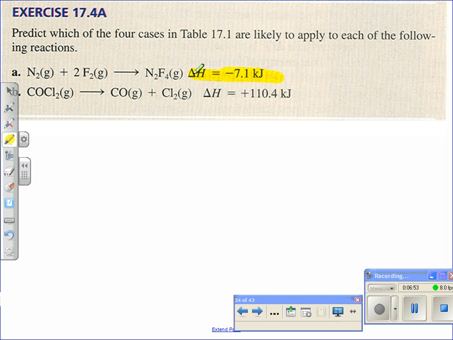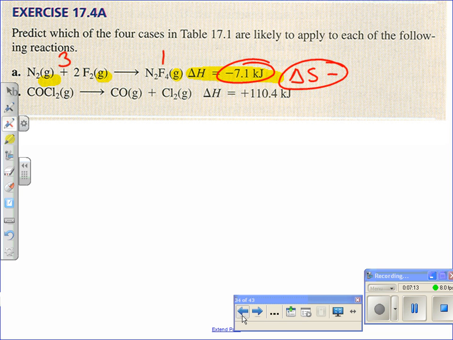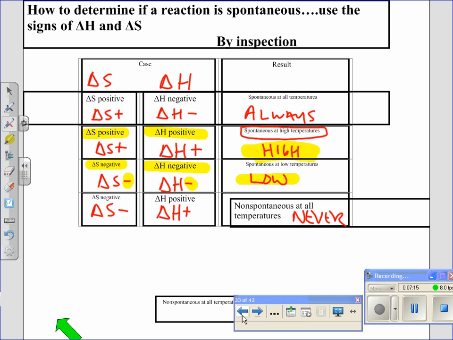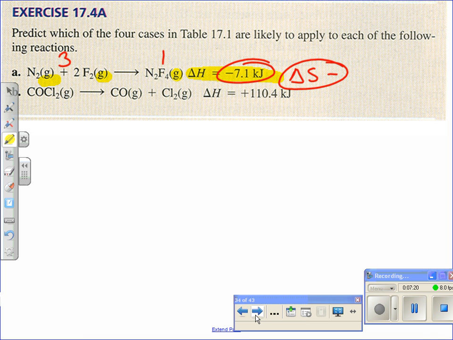So first thing is my delta H value is negative. They gave that to me. I need the delta S value. Well, I notice gas, gas, and gas, so it goes by the mole rule. I have 3 moles on this side, 1 on this side. My delta S value is going to be negative. H is negative, S is negative. If we go back and look at the chart, when H and S are negative, it is spontaneous at low temperatures. So we would say this would be spontaneous at low temps.